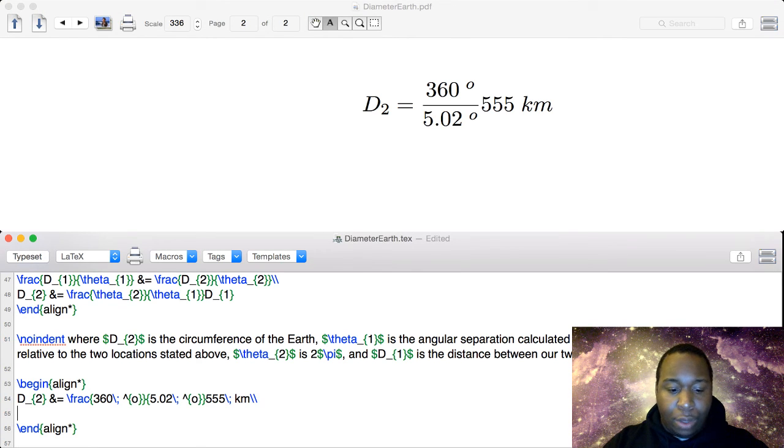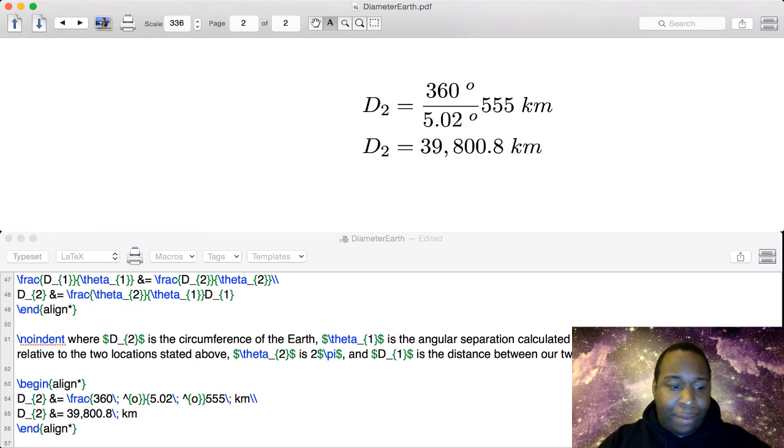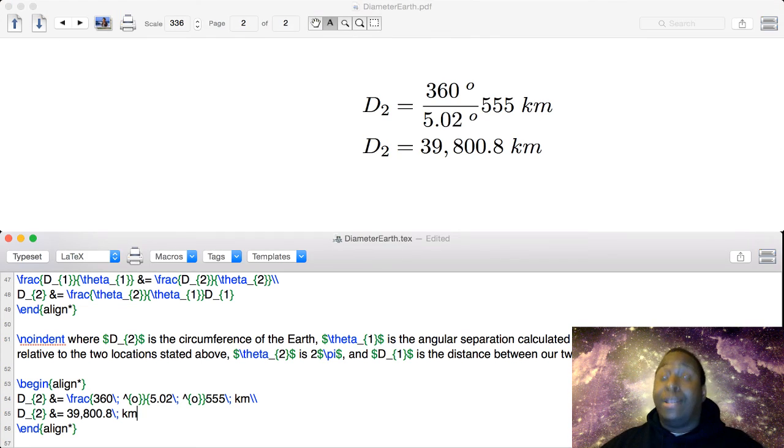And so our answer for D2 comes out to being, in units of kilometers, 39,800.8. So this is the circumference of the Earth. We could stop here, but I ultimately said a diameter. And because the circumference is related to the diameter by dividing by pi, we could divide this by pi.